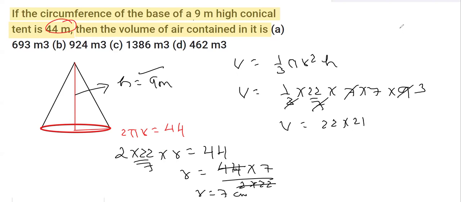21 into 2 is 42. So this is 462 meter cube. Sorry, it's meter, right? Meter cube. So D is the correct answer for this.